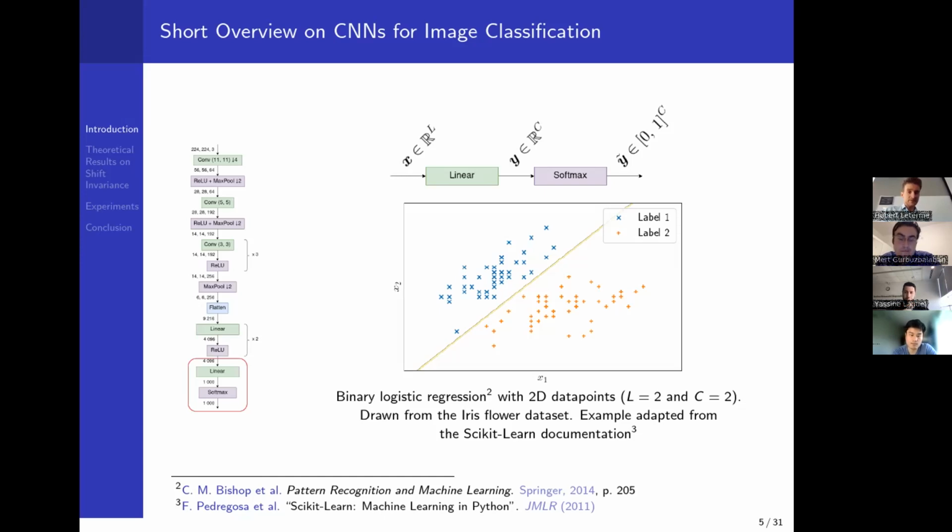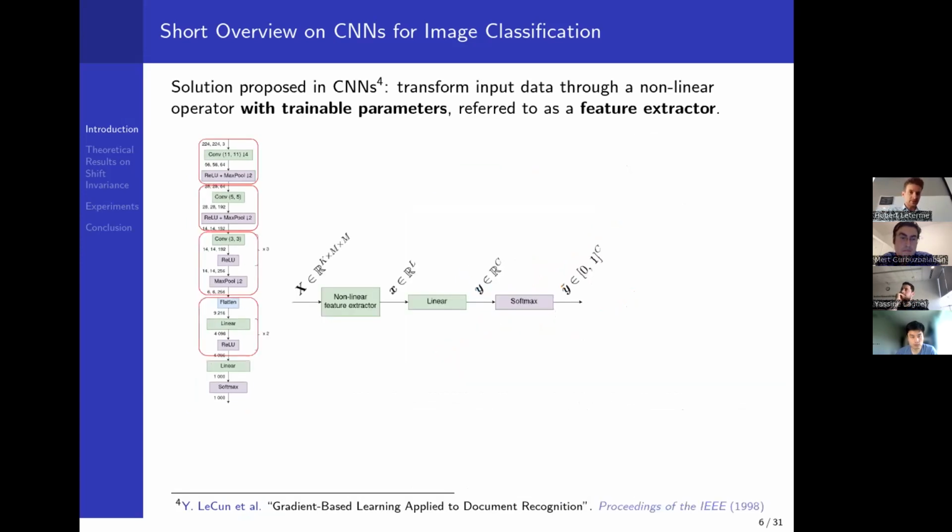However, for complex data, such as natural images, this property is far from being satisfied. So data are not linearly separable. The question is, can we do something about it? Can we transform data in order to make them linearly separable? In CNNs, the solution, which has been quite successful over the past decade, is to design a nonlinear transform with trainable parameters, mapping input data, so input images, to high dimensional feature vectors.